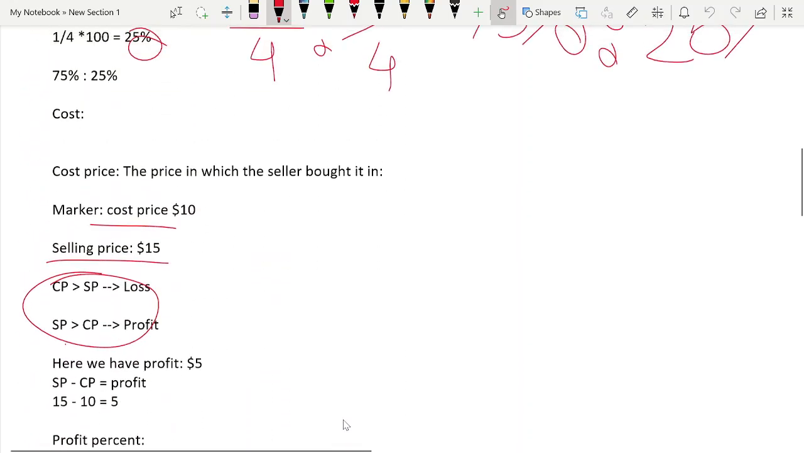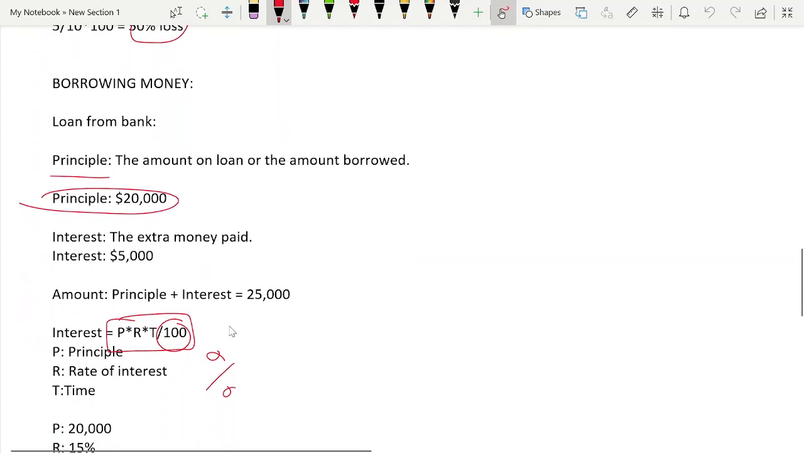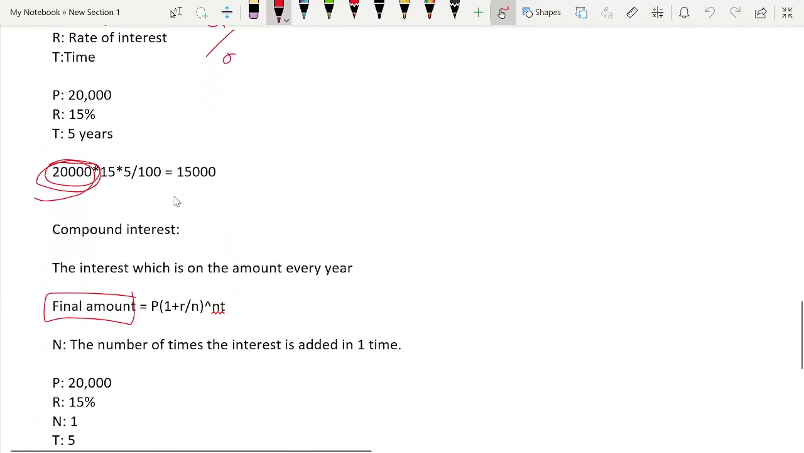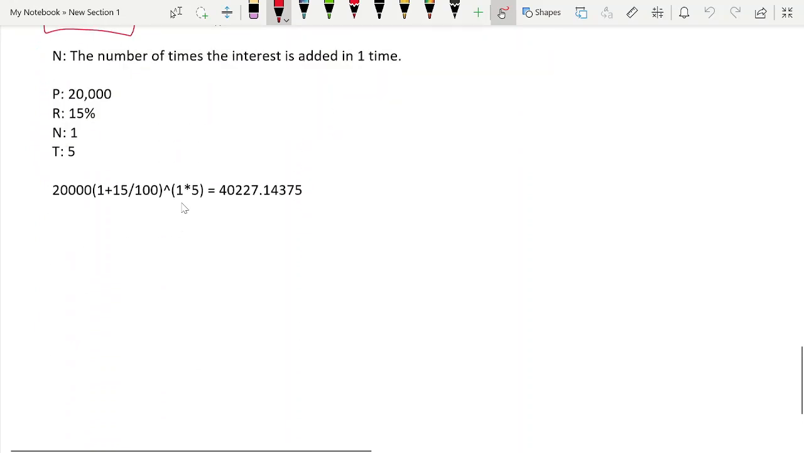Before, you had to pay, where is it? You only had to pay $15,000 more, which is going to take us to 35. But if you have this type of interest, you have to pay 40,000.